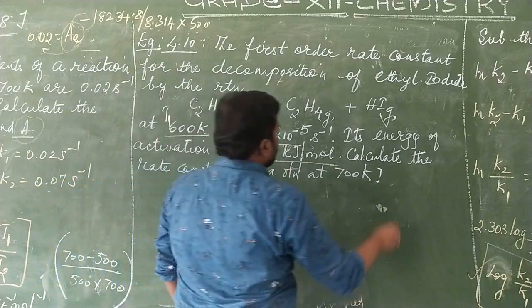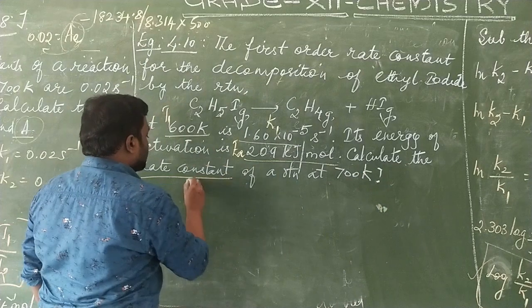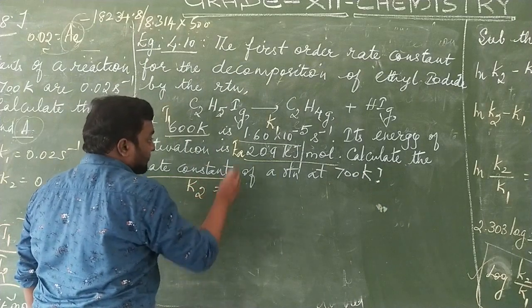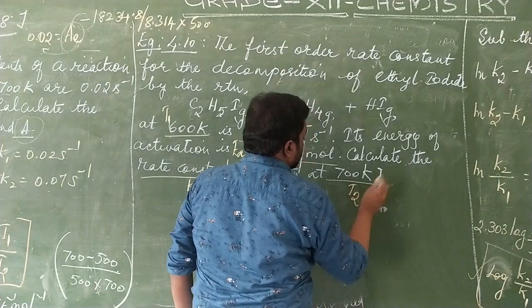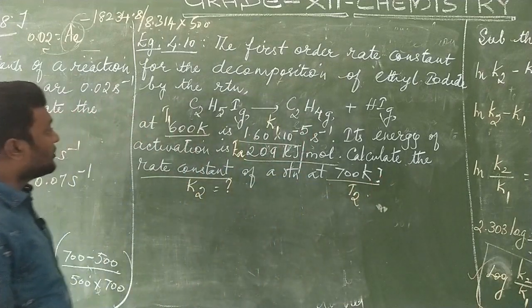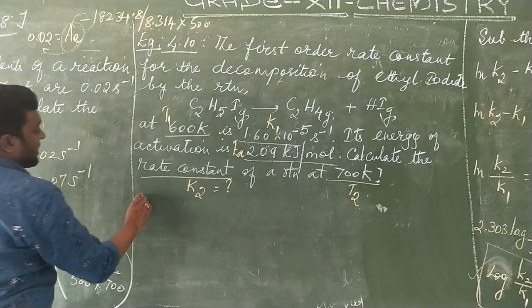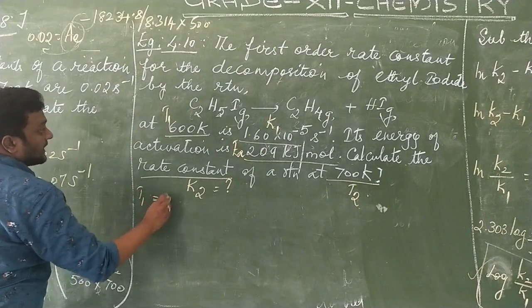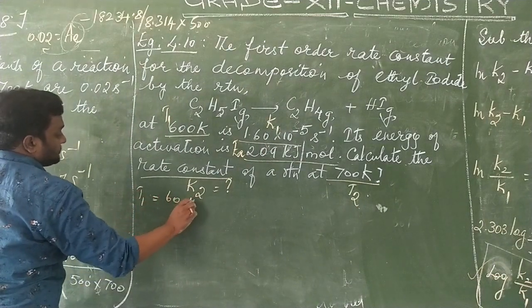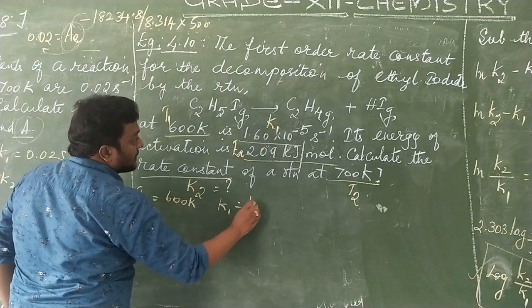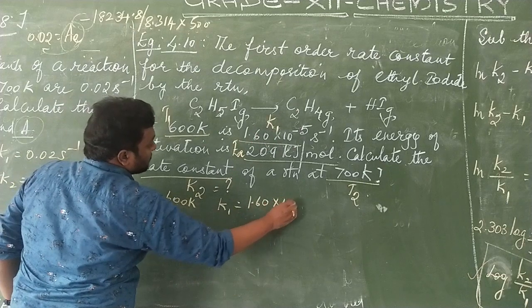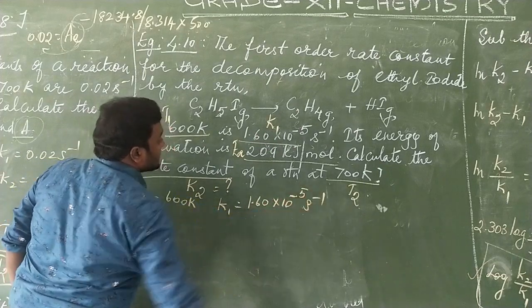And now you have to calculate the rate constant, that is, only the K2 value you have to identify, at a temperature of about 700 Kelvin. The T2 value is also given. So what values are given? The T1 value is given, that is 600 Kelvin. With T1, the K1 value is given, that is 1.60 into 10 to the power of minus 5 second inverse.